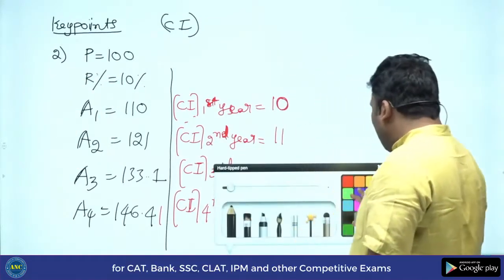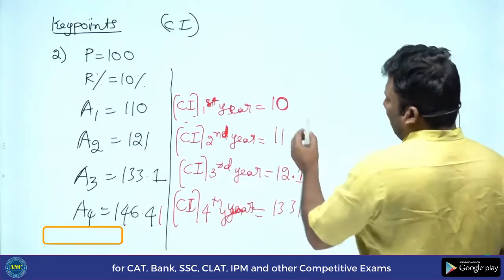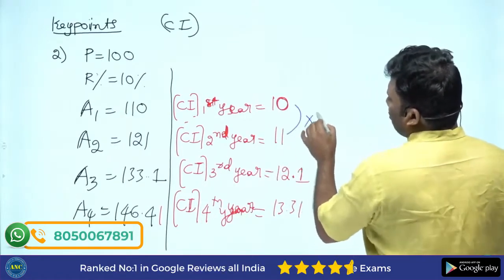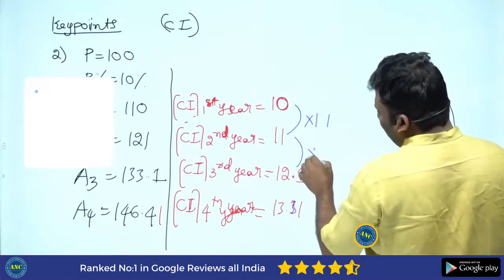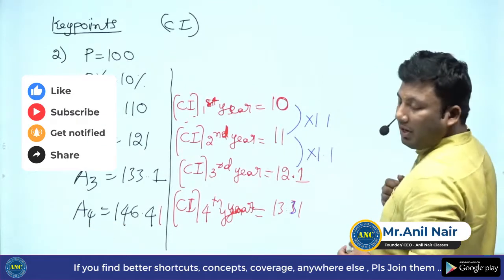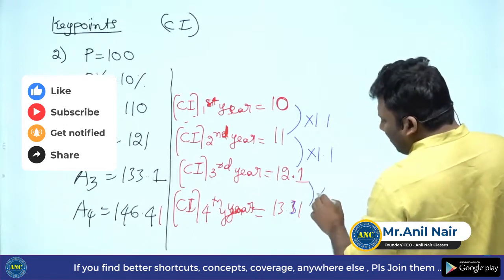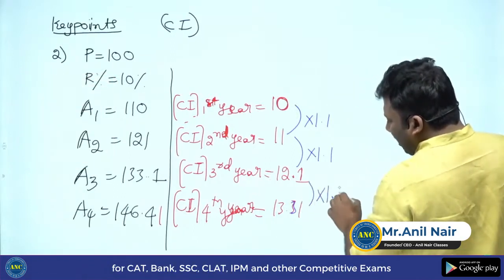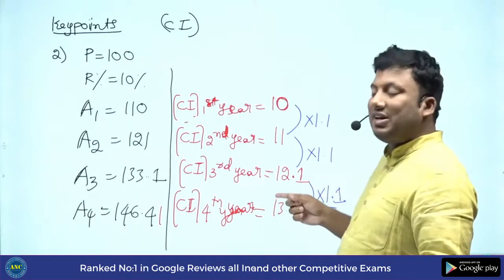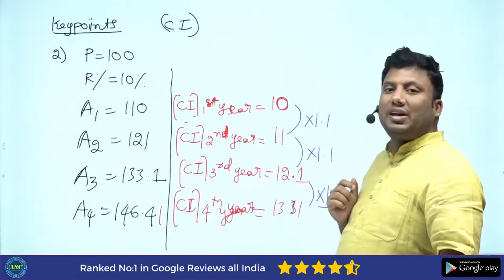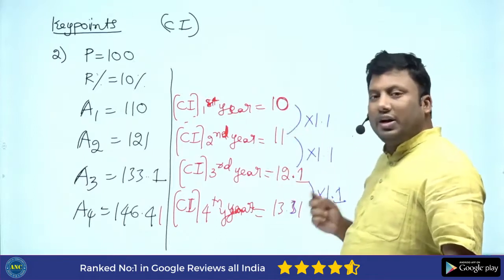Very, very beautiful conclusion. 10 is becoming 11, it is into 1.1. 11 is becoming 12.1, it is into 1.1. 12.1 is becoming 13.31, again it is 1.1. So the multiplication factor is the same, or the ratio is the same.